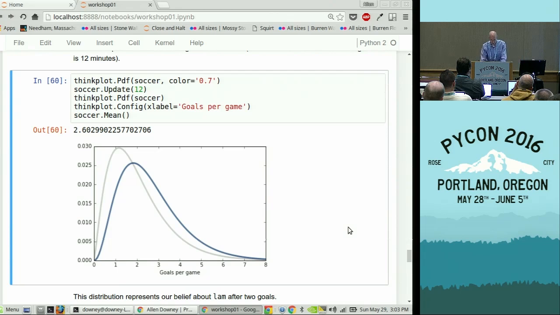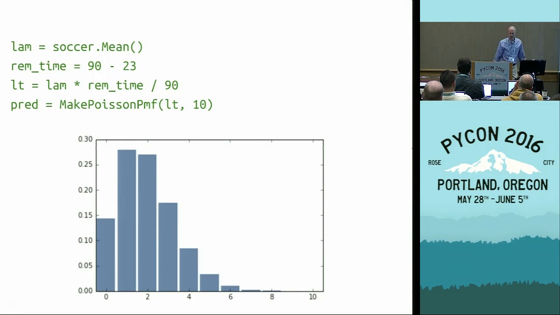And now I'm going to compute the predictive distribution, which is a Poisson. I'm going to use make Poisson PMF, and that is what it looks like. So if the average goal scoring rate is 2.3 goals per game, then on average, 2 is quite a likely outcome. 1 is also quite likely. 0 is possible. 3 is possible. 4 is less likely. 5, 6, unlikely. Intuitively, does that make sense?